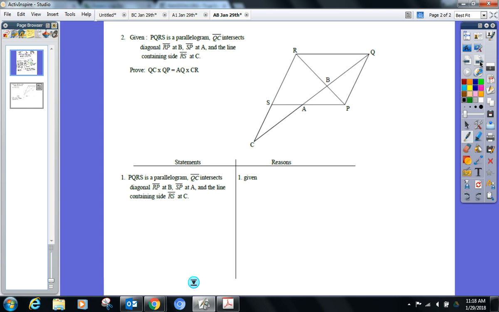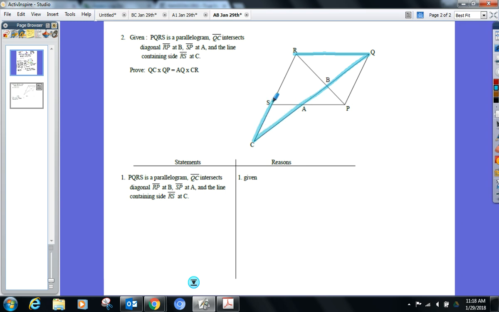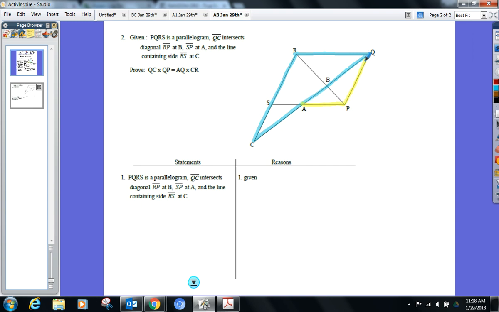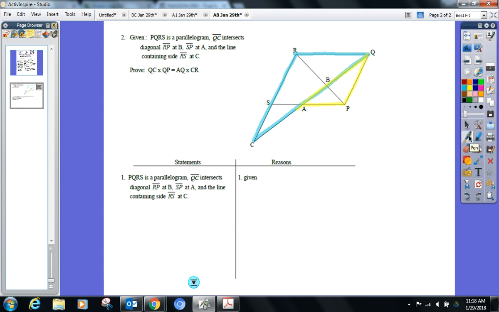Anybody want to tell me the two triangles they found? Will, go ahead. You can go on this one. RQC. Okay, hold on. RQC. Ooh, this big dog. All right, and? AQ. Yep. Look at those, huh? All right.